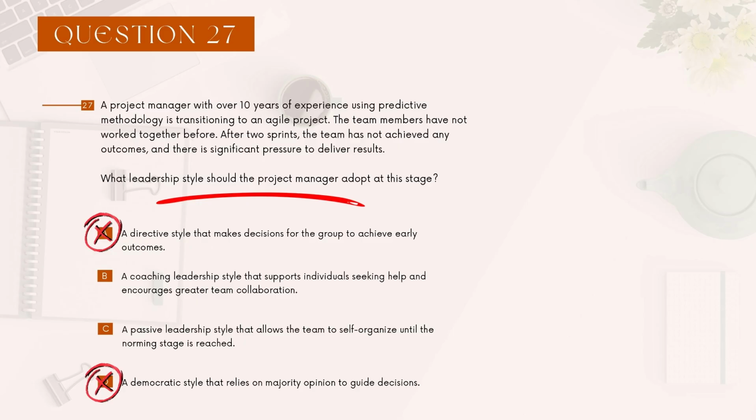If we don't finish this project, the client's going to be unhappy. We might have to cancel the contract, whatever it may be, right? So a passive leadership style won't work because we know the team has not reached any outcomes. We know that they're having difficulty. That's why we're going to move on to B. All right, B is going to be the best answer here.